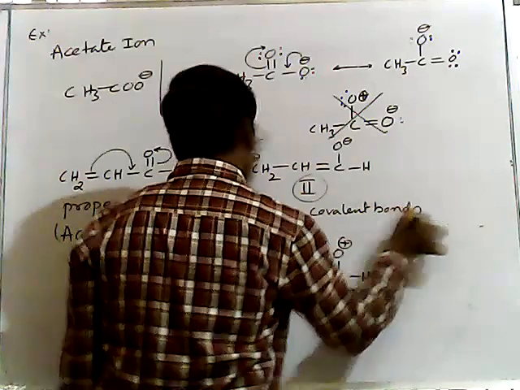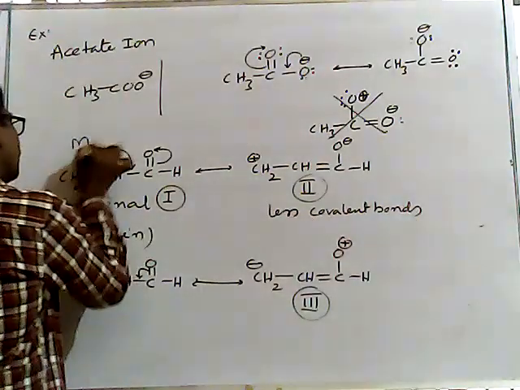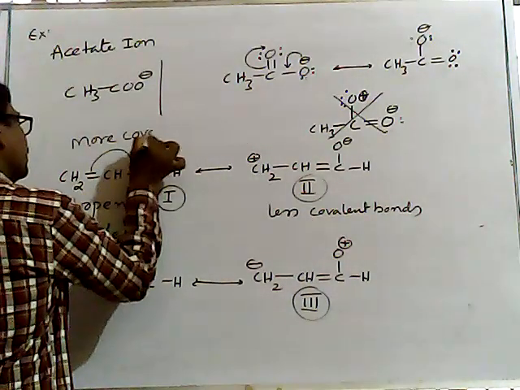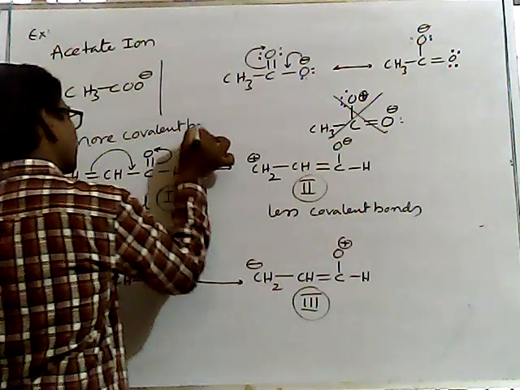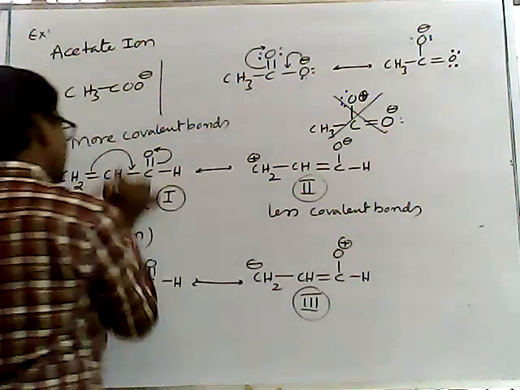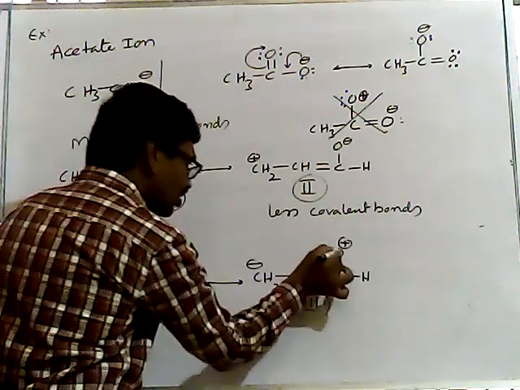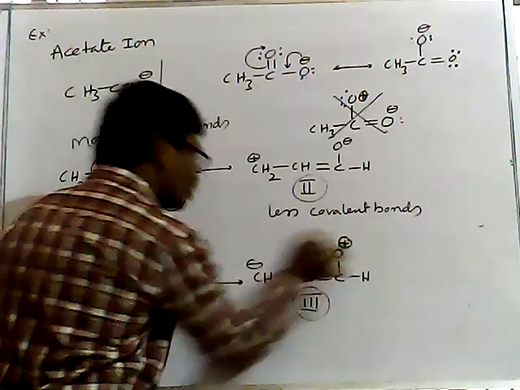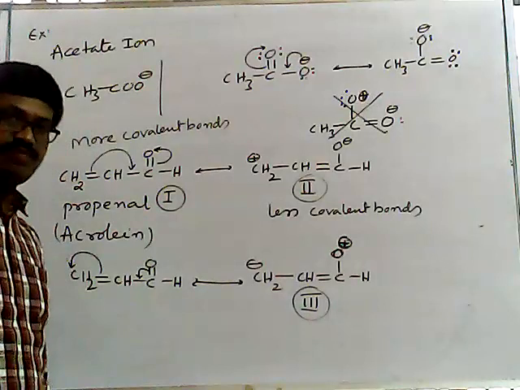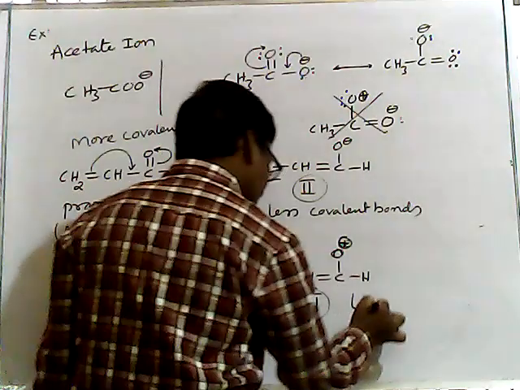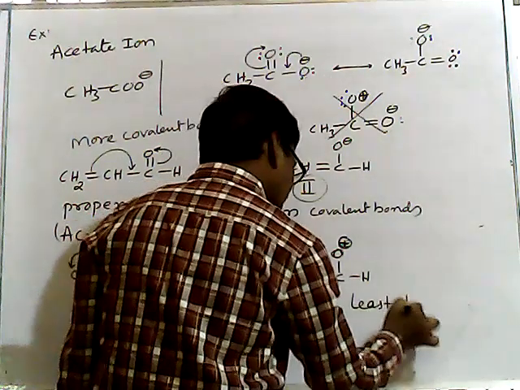Less covalent bonds here, more covalent bonds here. More covalent bonds means more stable. Less covalent bonds means less stable. And here, if you observe, oxygen has a positive charge. A more electronegative atom will not accept a positive charge, so that it is the least stable. It is the least stable.